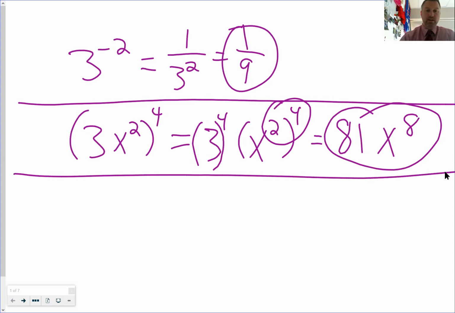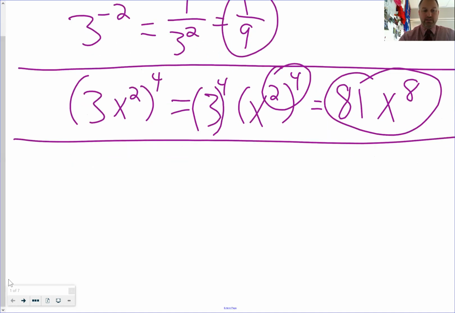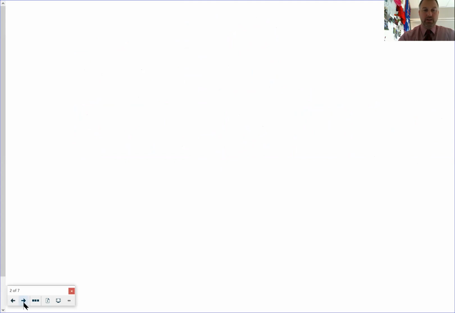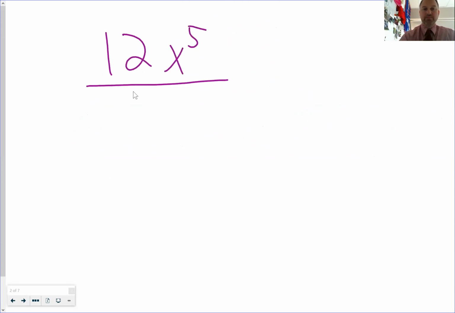Third question, you're dividing. You're dividing, so you might have 12x to the 5th divided by 3x to the 2nd. Okay, so divide your coefficients. 12 divided by 3 is 4, but subtract your exponents. 5 minus 2 is 3. Okay.